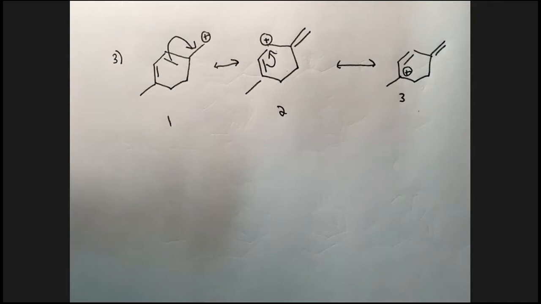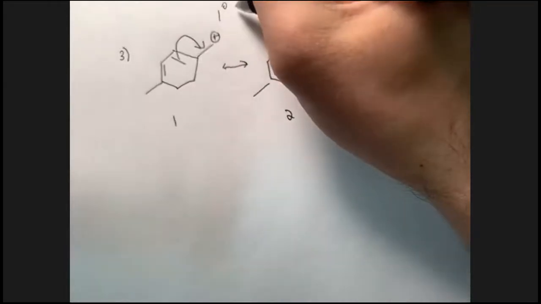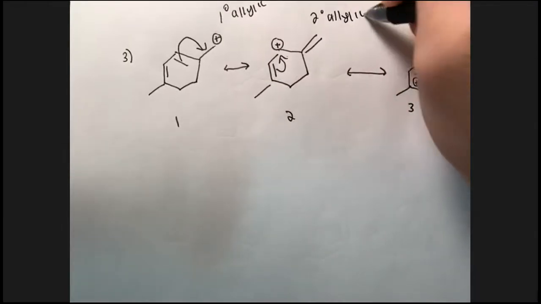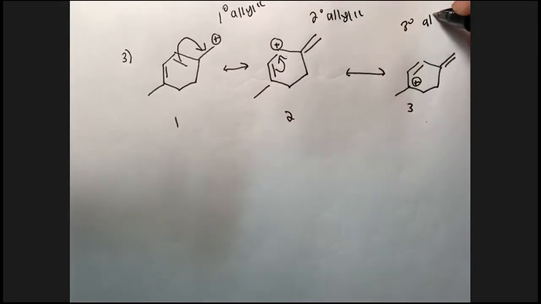All right, I see 3. Yep, 3, 3, 3. And the reason that is, we have primary allylic here, secondary allylic, or secondary with resonance, whatever you want to call it, and this is tertiary allylic.